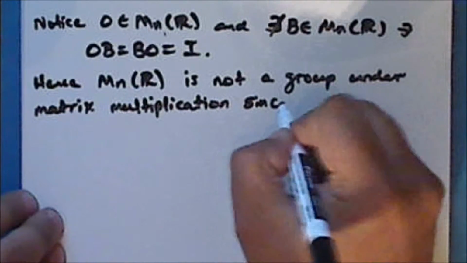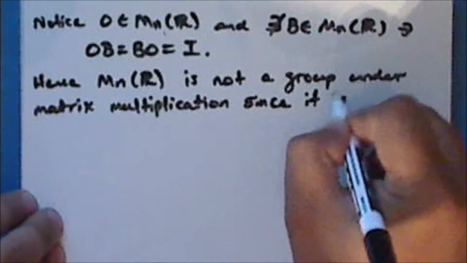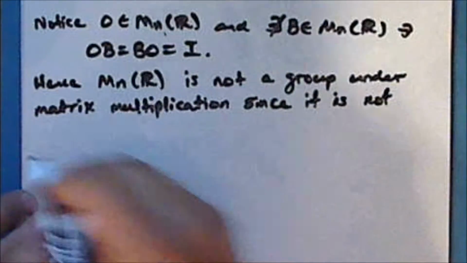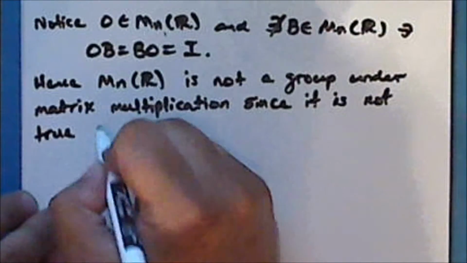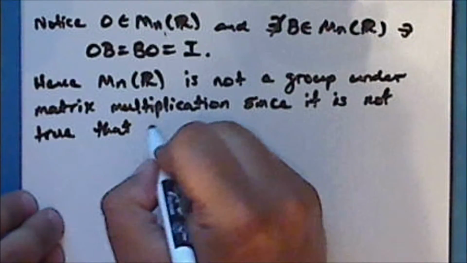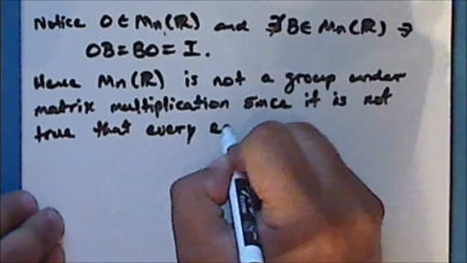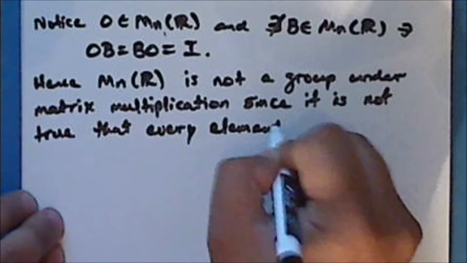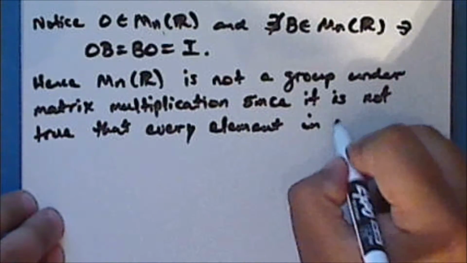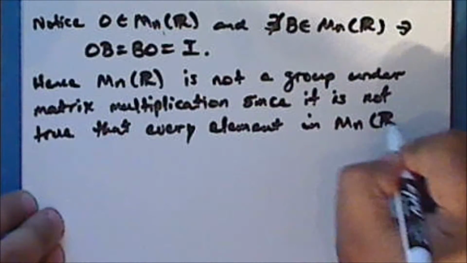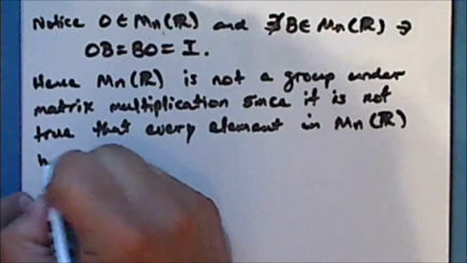Since it is not true that every element in the set of square matrices of order n with real entries has an inverse.